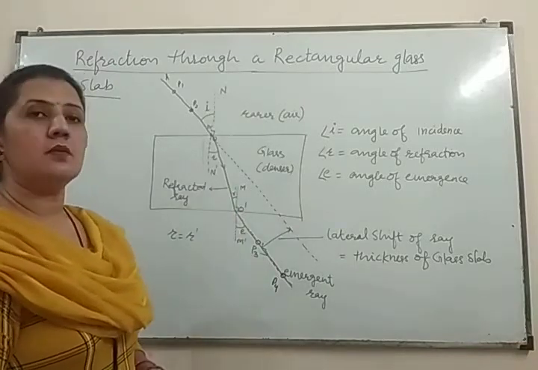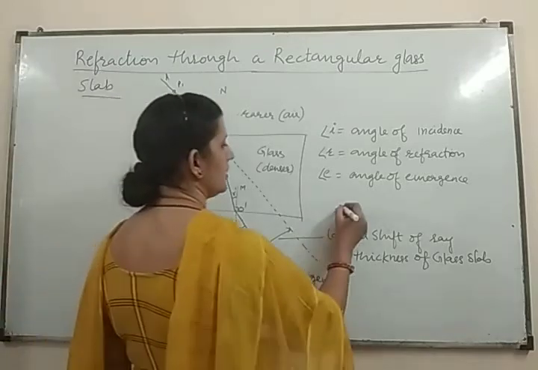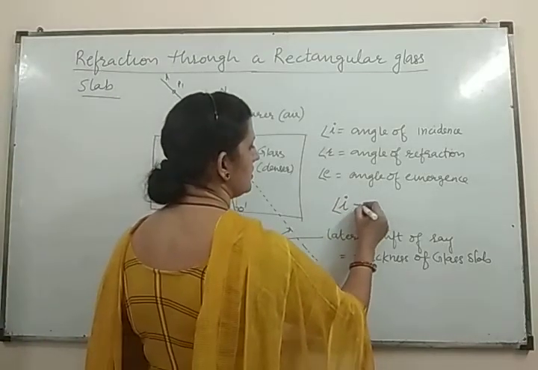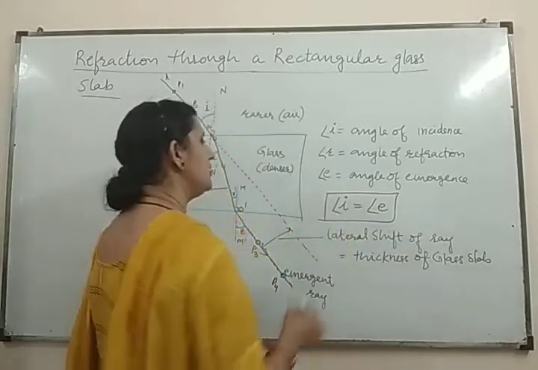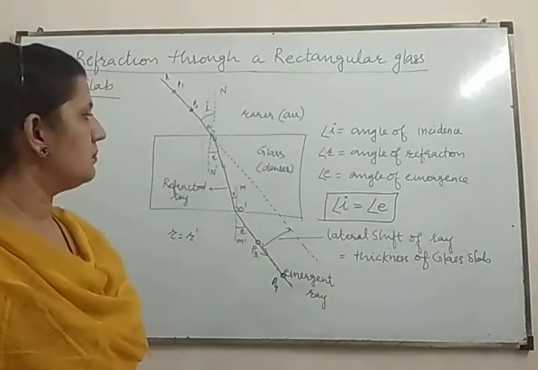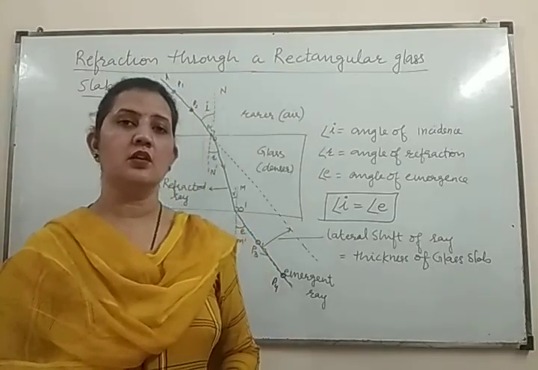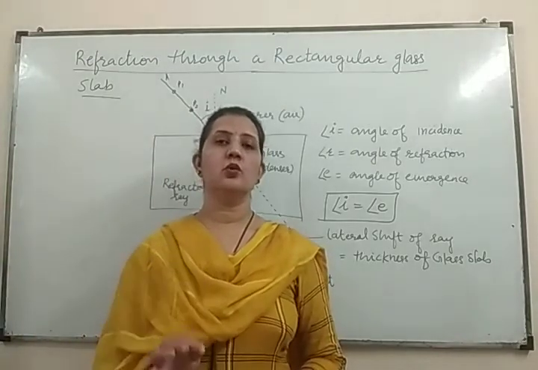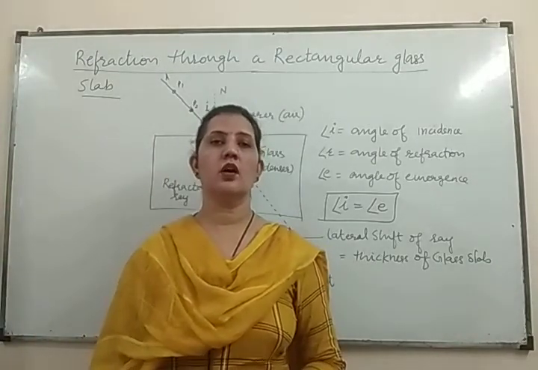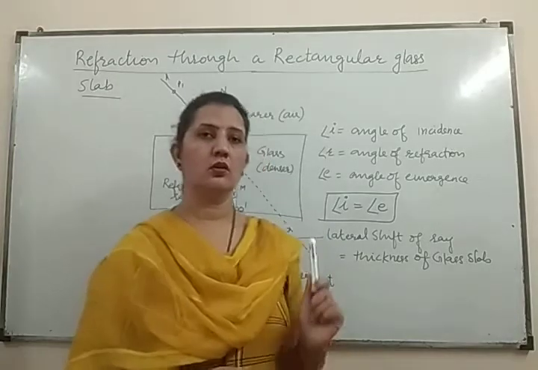If your experiment is 100% correct, with no error, then the angle of incidence and the angle of emergence should be equal to each other. But there may be some human error, some experimental error, so only a half degree or 1 degree error may be there. Okay, got it? Note down, beta.